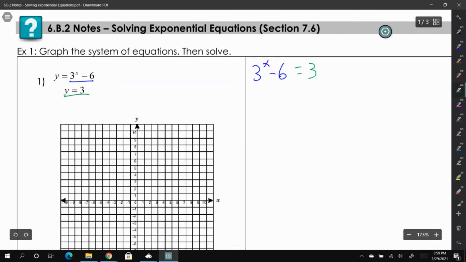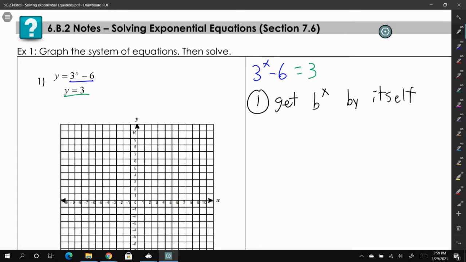So the first thing you want to do is get b to the x power by itself. Now, b to the x is just general. You could have like x plus 7 in the exponent or 3x as your exponent. You want to get your base raised to a power by itself. So in this problem, if we add 6 to both sides, you get 3 to the x equals 9.